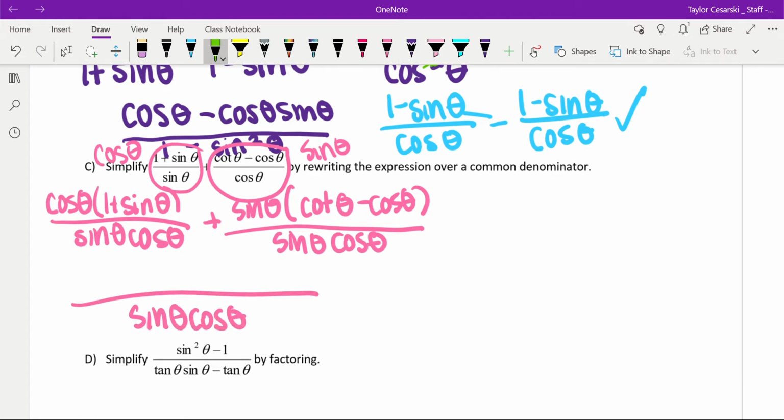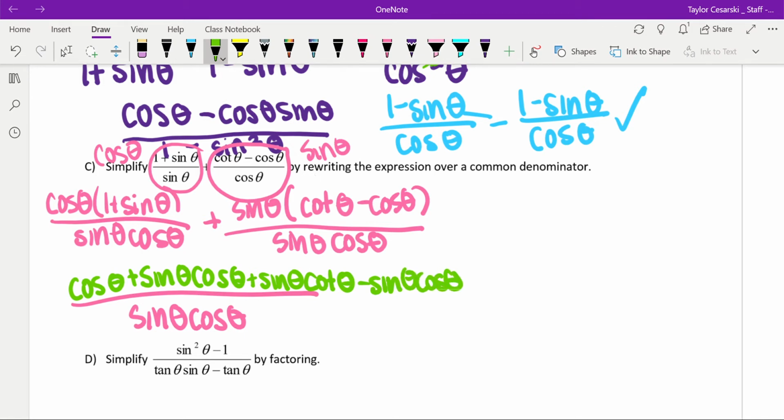Alright, so cosine of theta times 1 is cosine of theta, plus sine of theta cosine of theta, plus sine of theta cotangent of theta, minus sine of theta cosine of theta, just doing a little bit of distribution here. The first thing I notice is I have sine cosine, and then I have negative sine cosine. So I'm going to go ahead and cross those out.